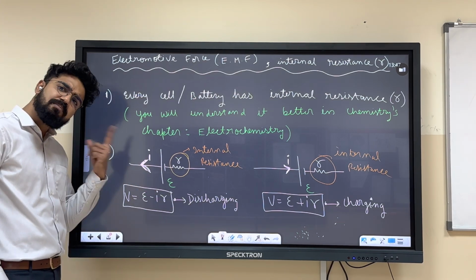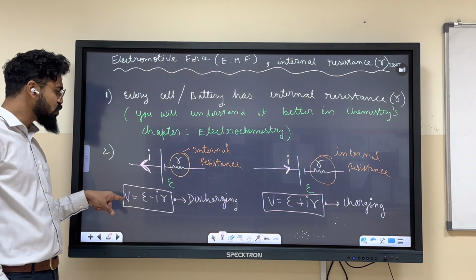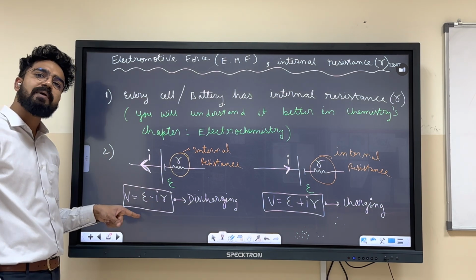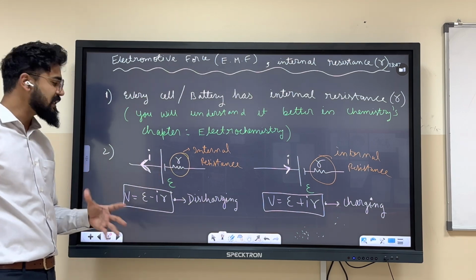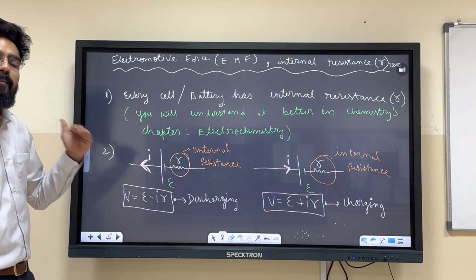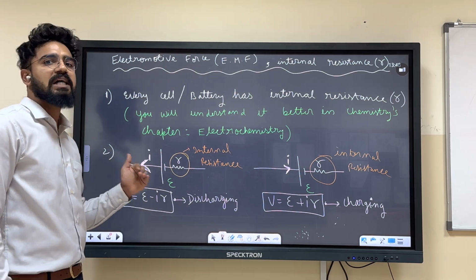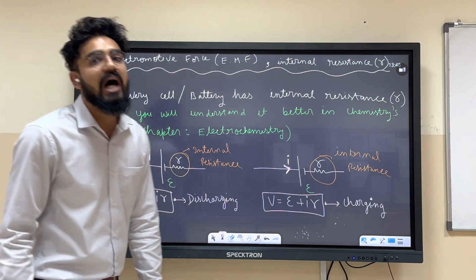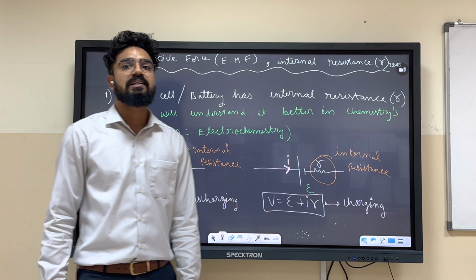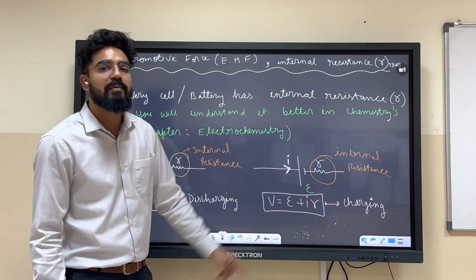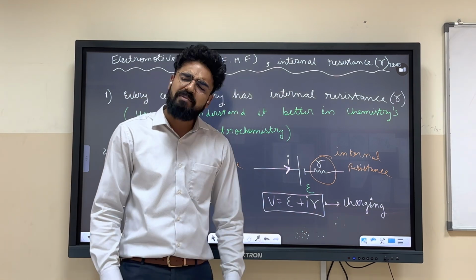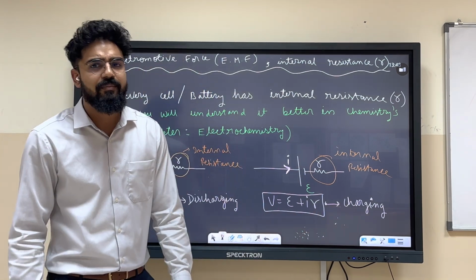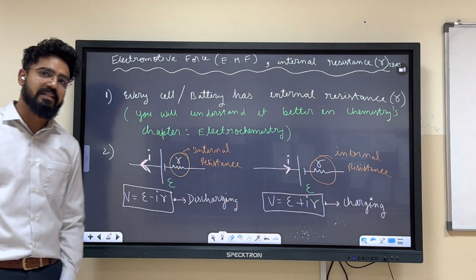The same story. This was 3, this was 2.5. So why was this drop coming? Because of this internal resistance. So please memorize like this: the potential difference when the battery is discharging is E minus IR. But when the battery is charging, the potential across the battery will be E plus IR. Something that you should know. It will help you a lot in competitive exams.